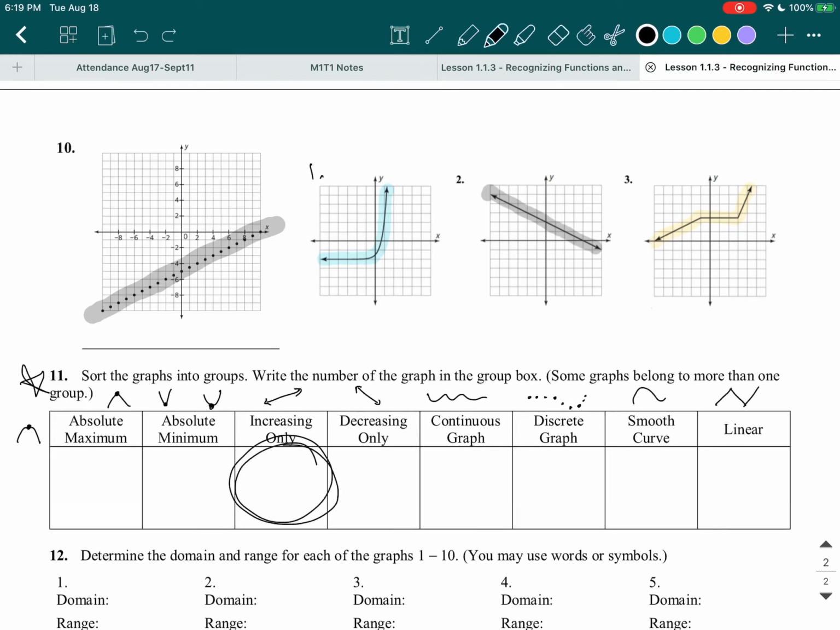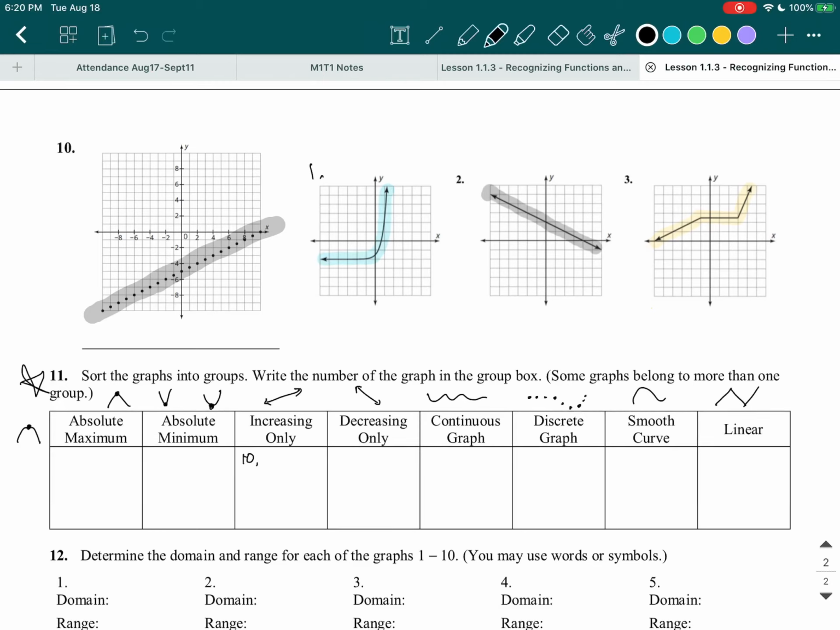Let's take a look at this box, increasing only. So we want to read all the graphs from left to right. If I start on number 10 and go from left to right, if I were tracing it, my pen would go upwards, and only upwards. Do I ever go down? No. So number 10 matches for increasing only.